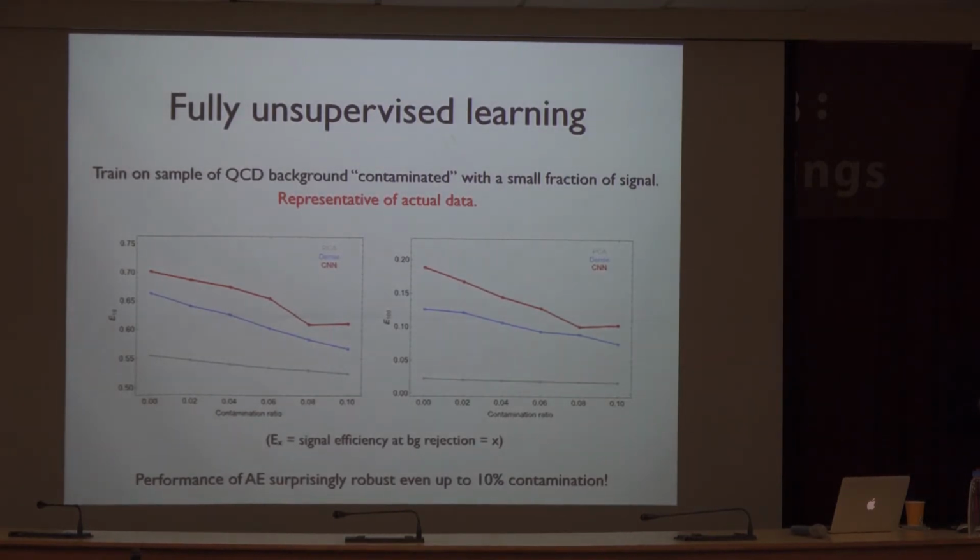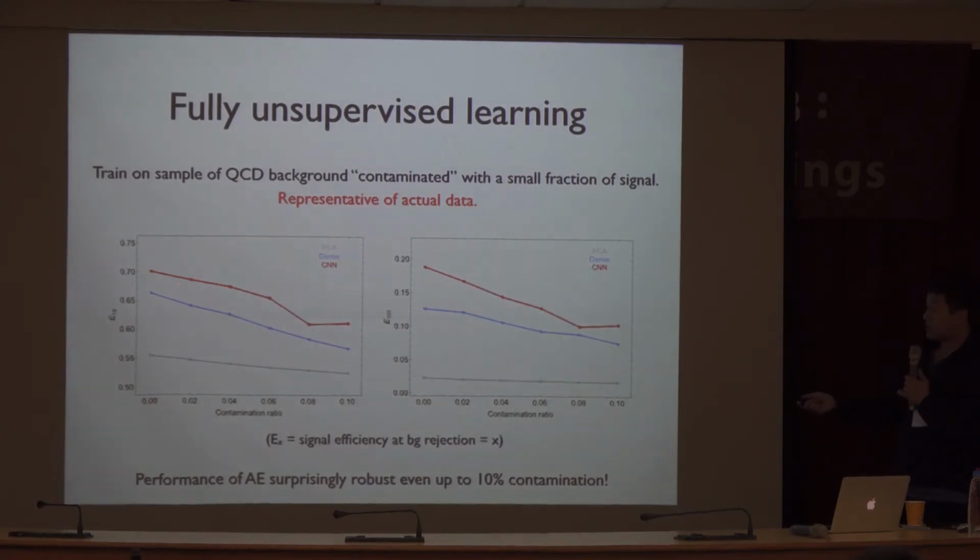Now what about if you train it on the data? So suppose the data has a little bit of signal in it. Okay, does that screw up the training of the autoencoder? So we studied this by taking a sample of QCD background, and we contaminated it with a small fraction of signal, going all the way up to 10% signal. So this could be representative of actual data. Maybe your data is mostly QCD, but buried in it is a small signal.